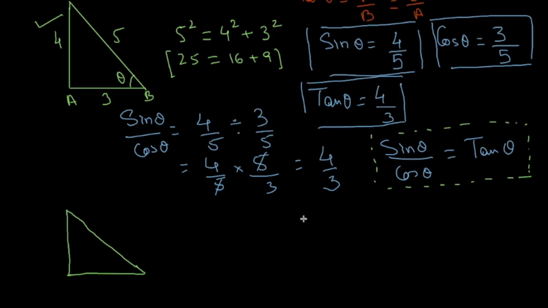Say, let's take this side as 2. Let's take this side as 3. So what is going to be our hypotenuse? 2 square plus 3 square, which is equal to 4 plus 9, it's equal to 13. So hypotenuse will be root of 13.